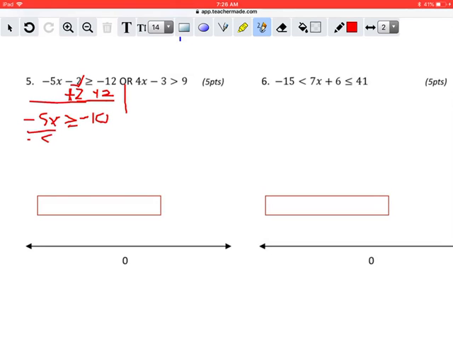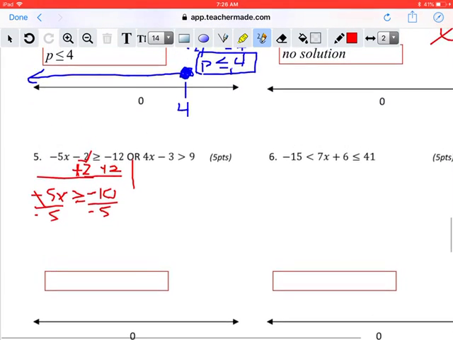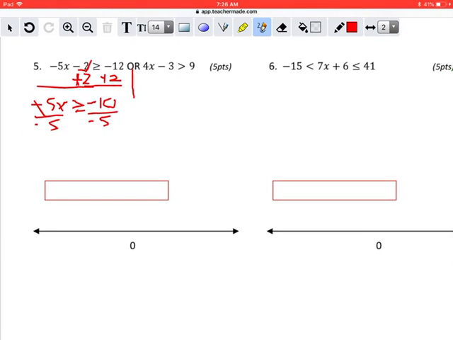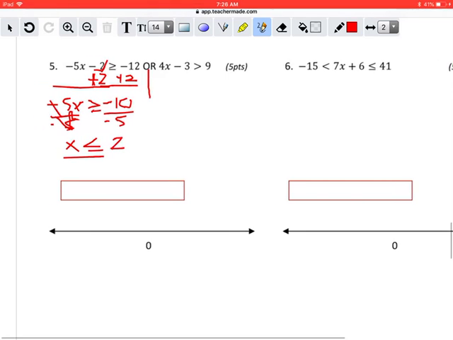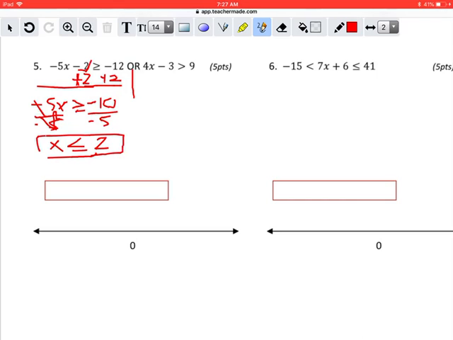Divide by negative 5, and I have to flip it. Goodness gracious, this thing is not easy to write on. So I flipped it, and now I get 2. So that's what I'm going to put in the text box. But first I'm going to go ahead and graph that.